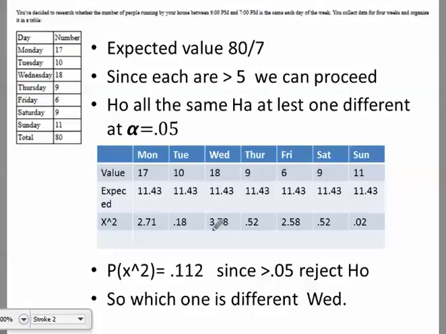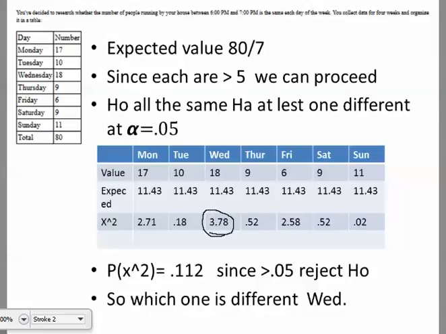Well, if you notice, the biggest number here is 3.78. So Wednesday is the day where we have the most difference between our observed value and our expected value. See how this works? You can see how we're using this information.